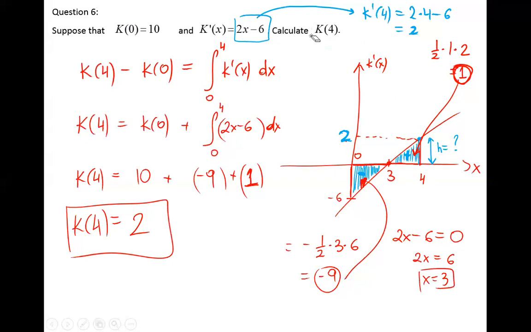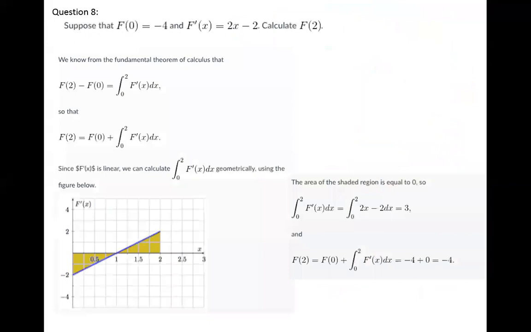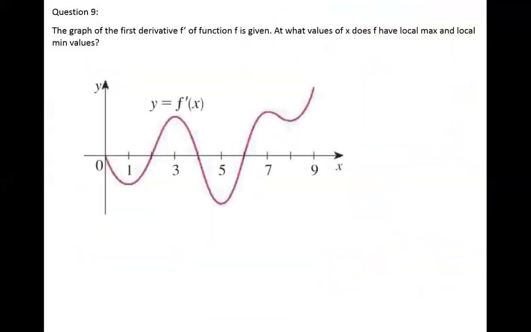I have another one, which is a little bit different, but I can leave this one for you. I can tell you that the value for k at 2 is -17. Try to solve it on your own. It's exactly the same question as this one. Try to make it -17. I will skip this question. I have another one, but you have the solution.